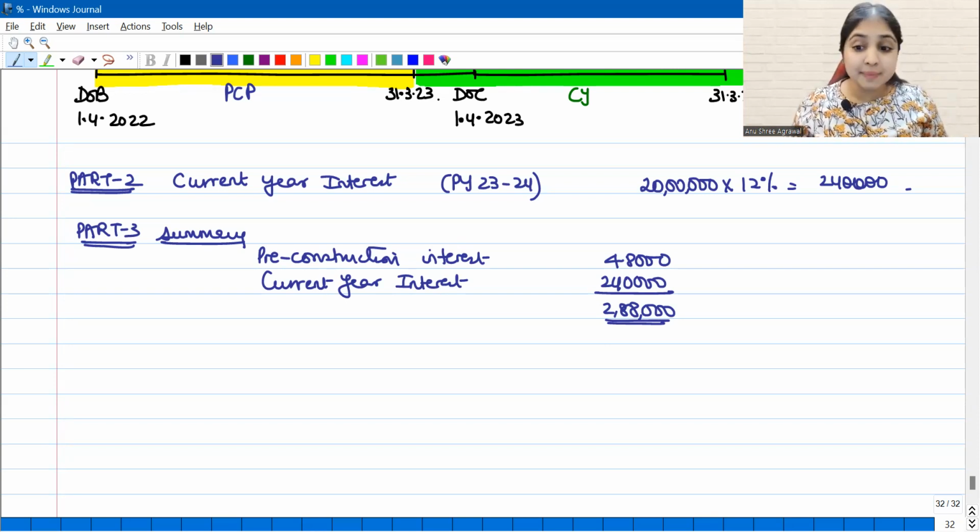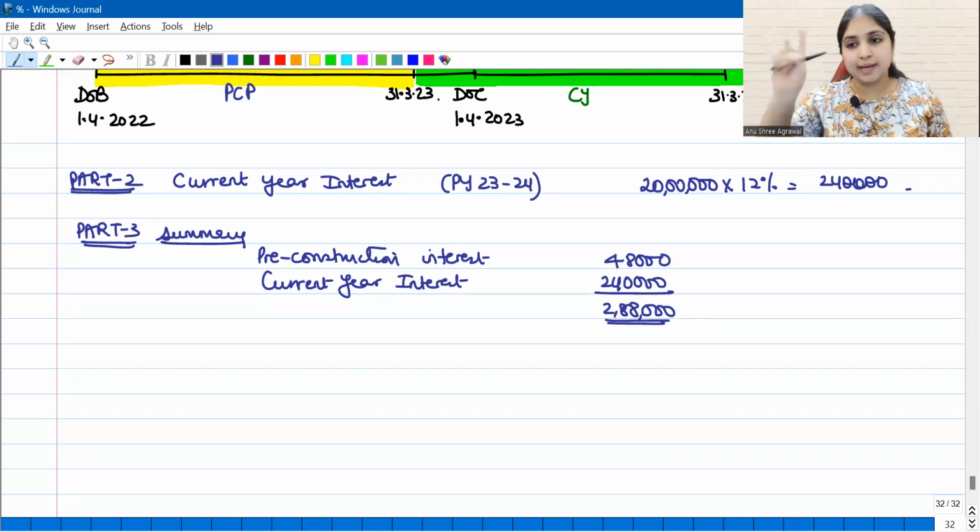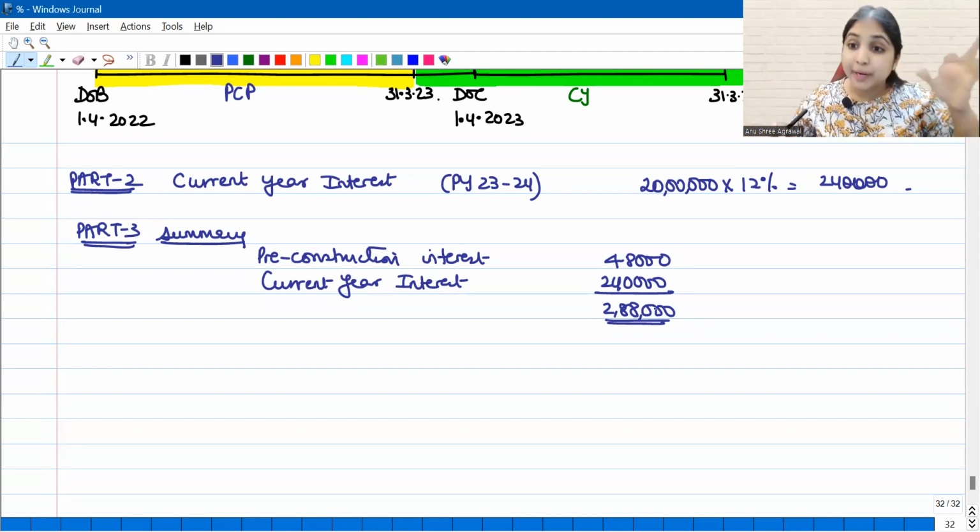So immediately, what will I think about? I will think about my limits. How many limits do I have? 2 limits for self-occupied property, 2 lakh limit and 30,000 limit. Of course, I will first try to give 2 lakh limit. But if I want to give 2 lakh limit, I have to fulfill how many conditions? I have to fulfill 3 conditions.